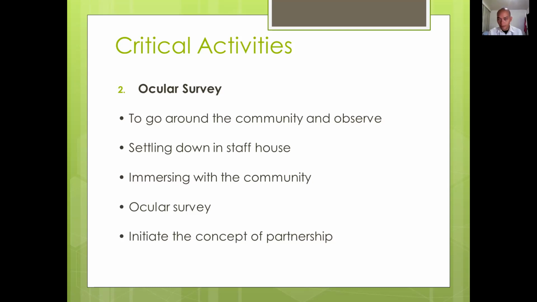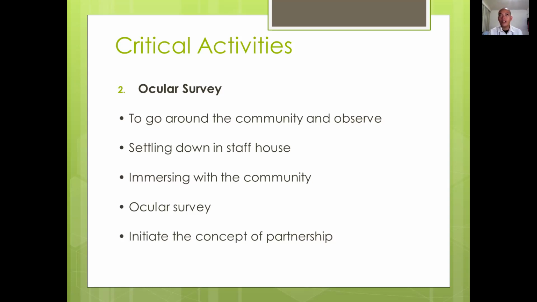And observe the people, observe their lifestyle, mga tipong ganyan. Okay. During the ocular survey, we will also settle down in the staff house. Okay, so titingnan rin natin yung itsura ng titirahan nating bahay. It's either there was a house that was pre-arranged for us to live in. Kung wala man, titira tayo sa barangay hall, titira tayo sa health center, titira tayo sa mga daycare. Okay, so yan yung mga na-experience kong tirahan.